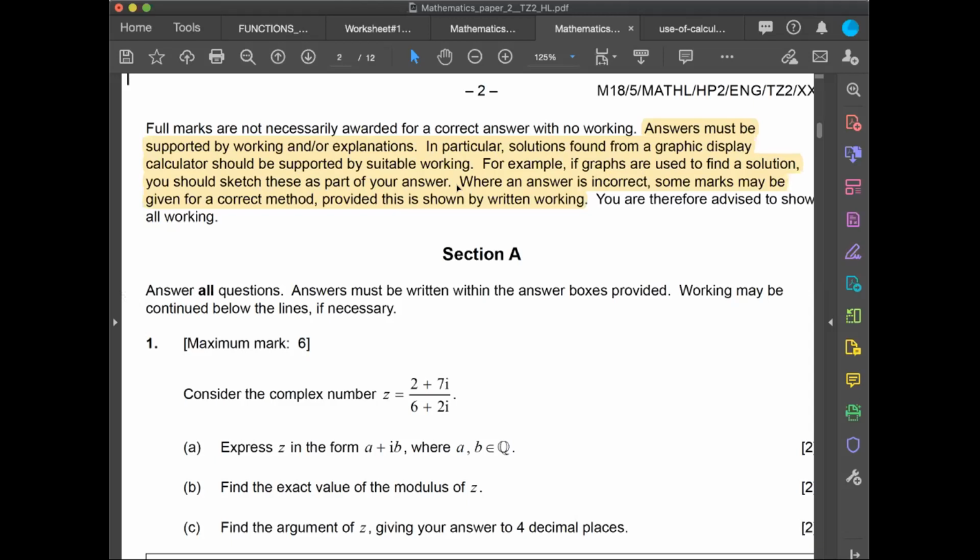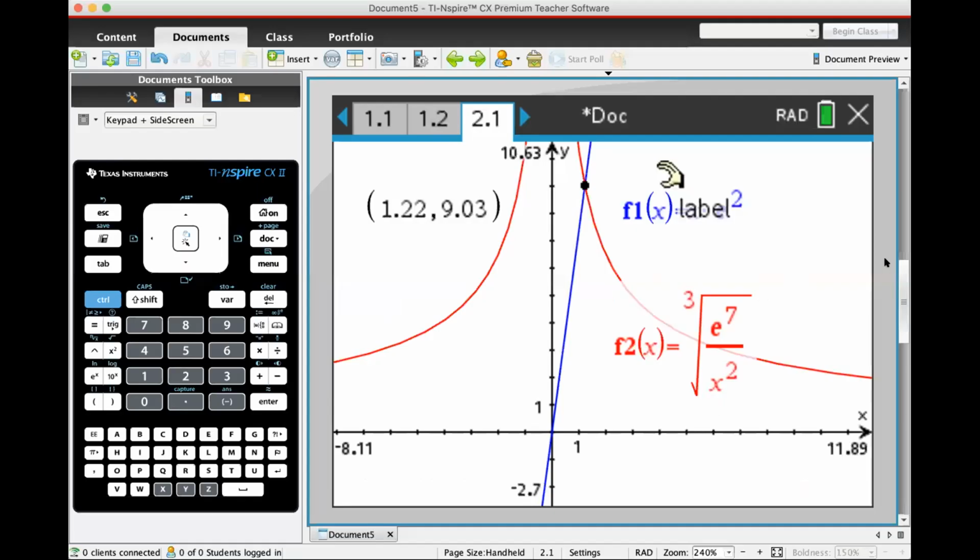You just don't write using GDC. You should sketch the graphs. Why? Where an answer is incorrect, some marks may be given for the correct method. So yes, you can use the graphing method, but what is this instruction saying? That whatever you see on the graphing calculator is almost like taking a snapshot. Draw that, sketch that, show that point of intersection. And you'll get the full credit.